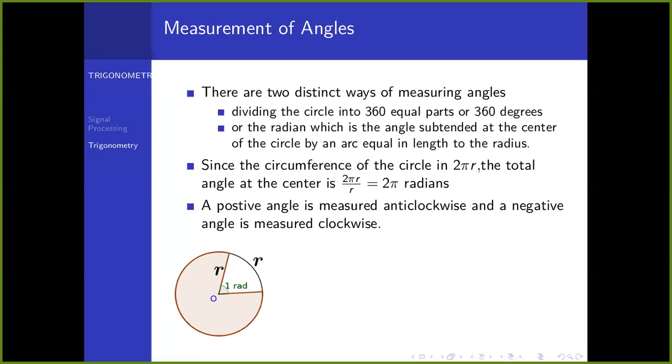So how do we measure a positive angle? We measure a positive angle in the anti-clockwise direction. So if I'm measuring positive, it means I go in the anti-clockwise direction, and a negative angle means I will go in the clockwise direction.